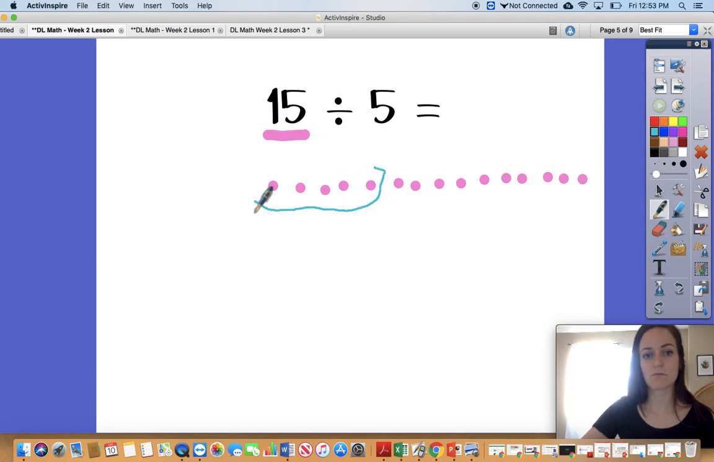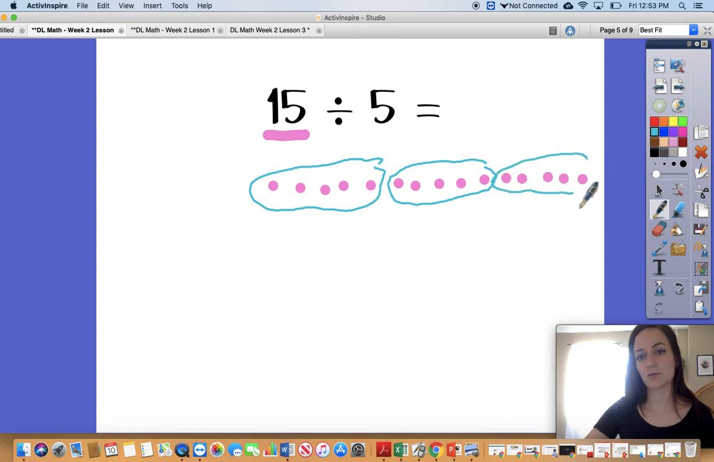There's a group. 1, 2, 3, 4, 5. There's a group. 1, 2, 3, 4, 5. And there's a group. How many groups did I end up with? 1, 2, 3. 15 divided by 5 equals 3. Okay, hopefully that wasn't too tough.